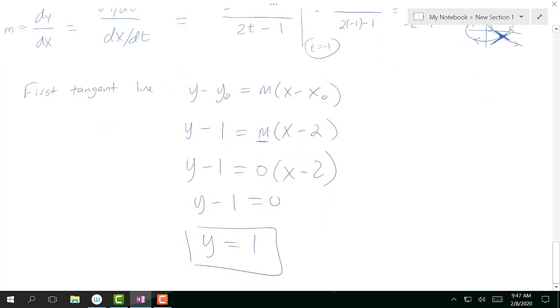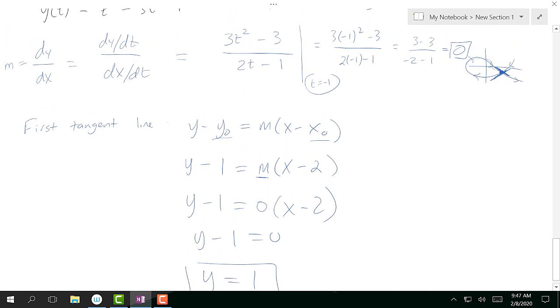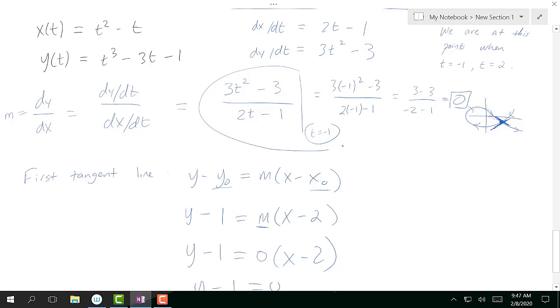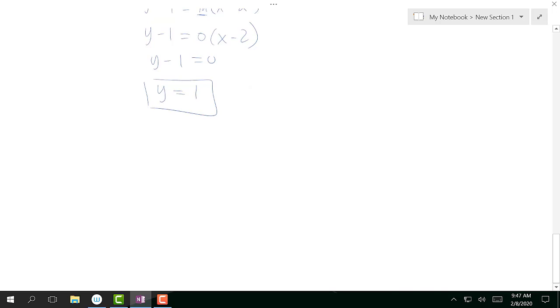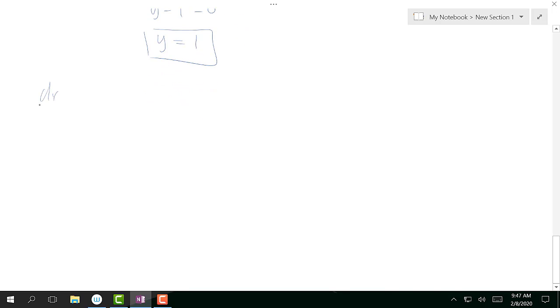Second tangent line, well, it's going to have the exact same point, x naught, y naught. This is a different slope. And so what we're going to do is evaluate this thing again, but at a different point in time, and that's going to be when t equals 2. So what we're going to have is dy/dx equals (3t squared minus 3) over (2t minus 1), evaluated at time equals 2 now. So to speed it up, we'll get 3 times 2 squared minus 3 over 2 times 2 minus 1, which is going to be 9 over 3, which is 3.